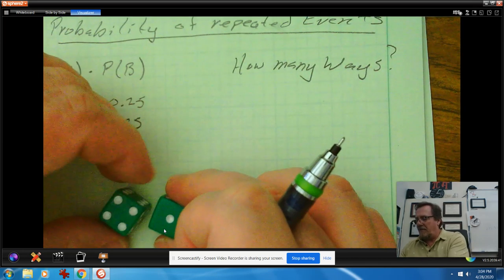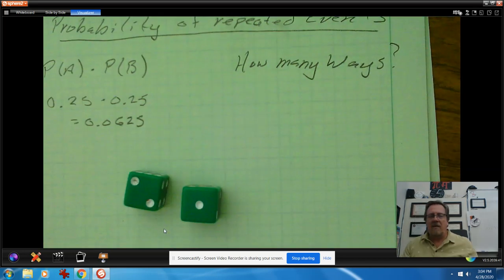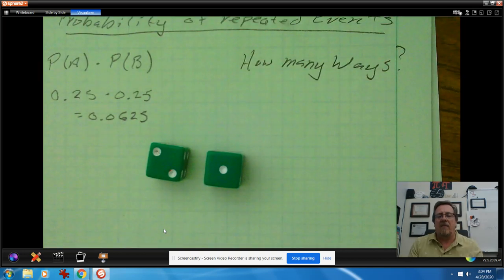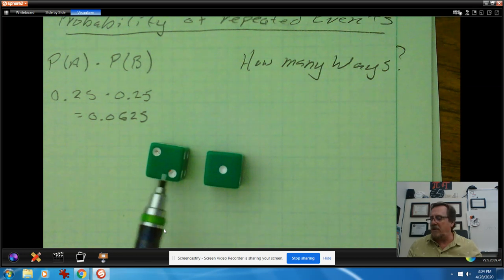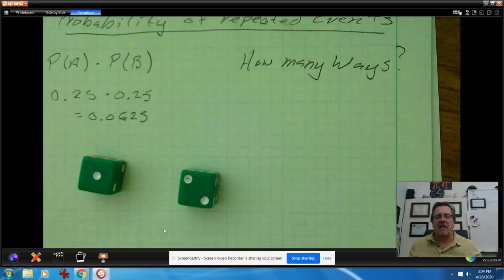But what happens when I talk about getting a 3? I roll 2 dice and I get 3 for the total. How many ways can that occur? I have to count them. I could roll a 2 first and then roll a 1, and that gives me 3. But there's another possibility: I could have rolled the 1 first and then the 2, and that's also 3. So there are 2 different ways that I could get a total of 3.